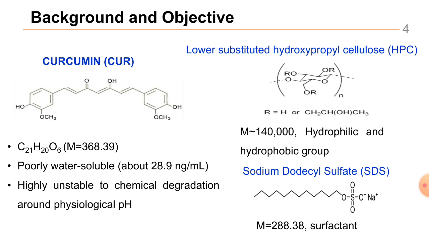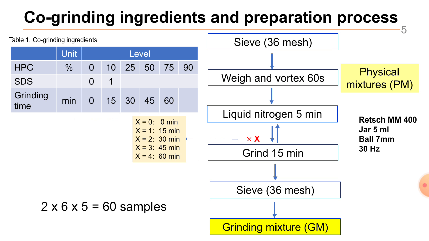In this study, we focus on curcumin as a model of a poorly water-soluble API. Curcumin has been used in accelerating wound healing. Hydroxypropyl cellulose (HPC) is used in SD formation to improve drug solubility. Sodium dodecyl sulfate (SDS) is a surfactant used to improve wettability, solubility, and dissolution rate of APIs. For prolonged contact with human skin, the SDS should not exceed 1% to avoid irritation.